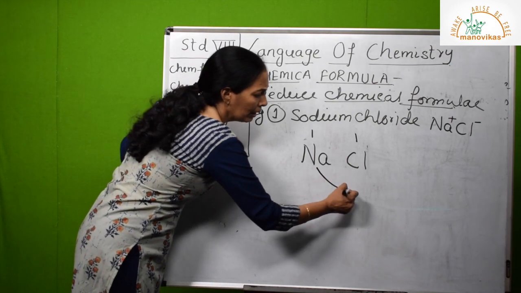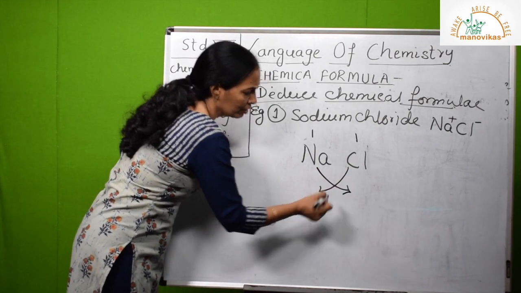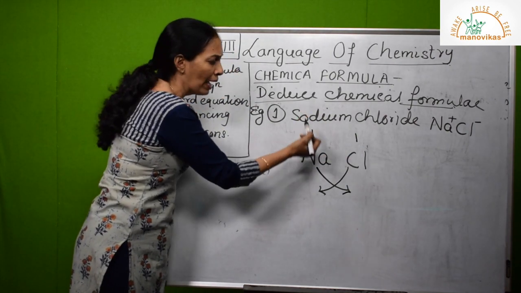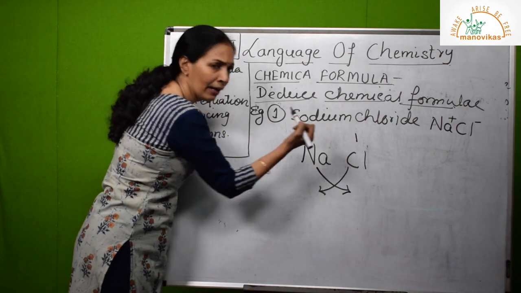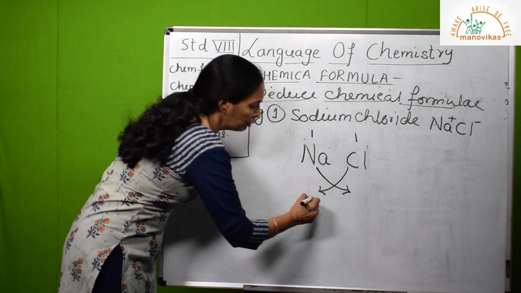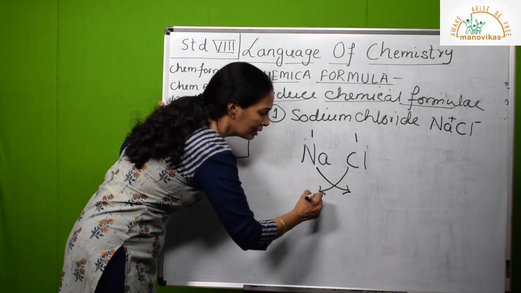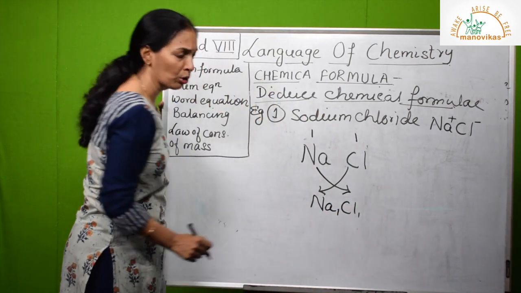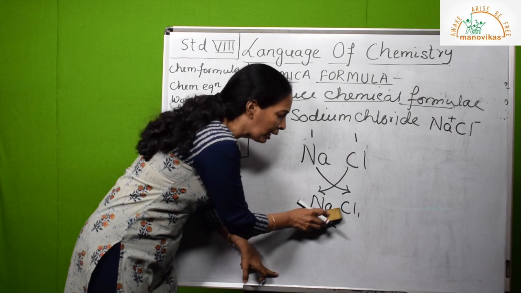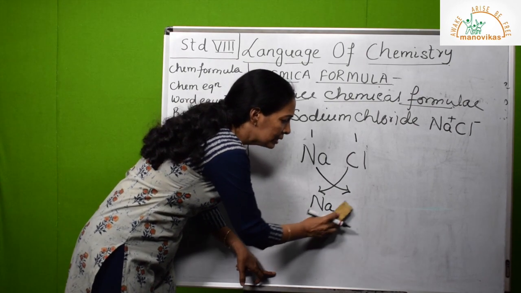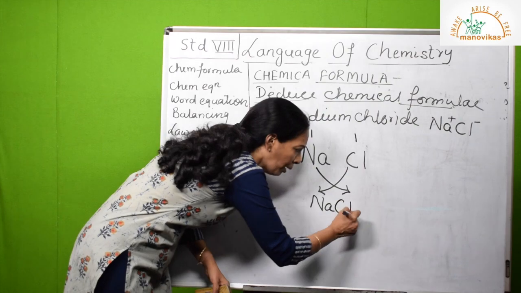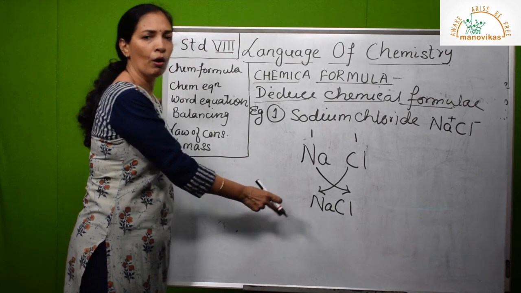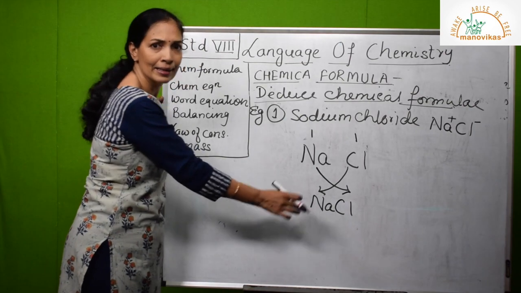So now the valencies are interchanged. That means the valency of the anion goes to the cation and the valency of the cation goes to the anion in the form of subscript. So what is a subscript? It means the number which is written on the right hand bottom. So it would be Na1Cl1 in actual practice. But we don't have to write this 1 and 1. Instead, this will be NaCl because if there is no number, that means it is 1. So we don't have to write 1. So this is the chemical formula of sodium chloride, that is NaCl.